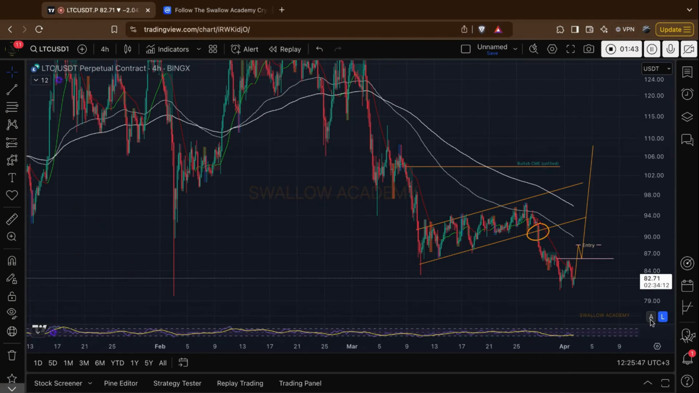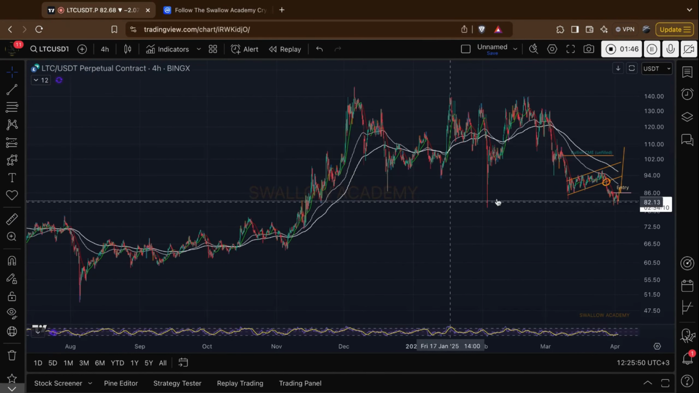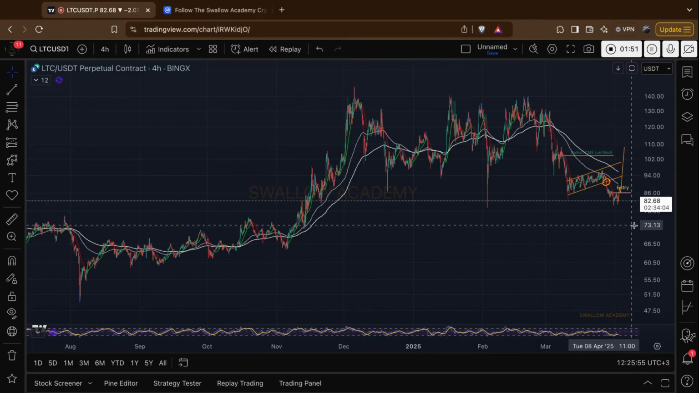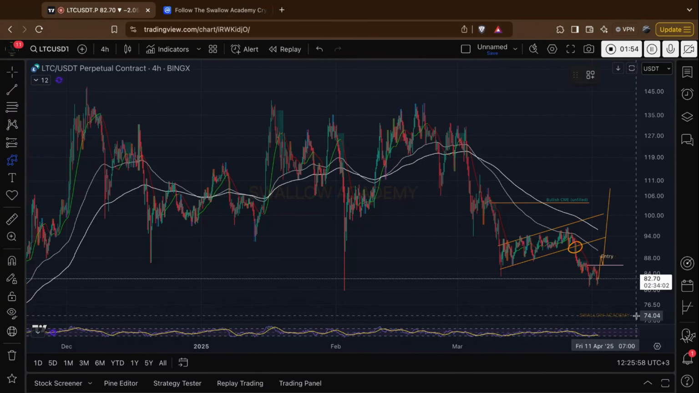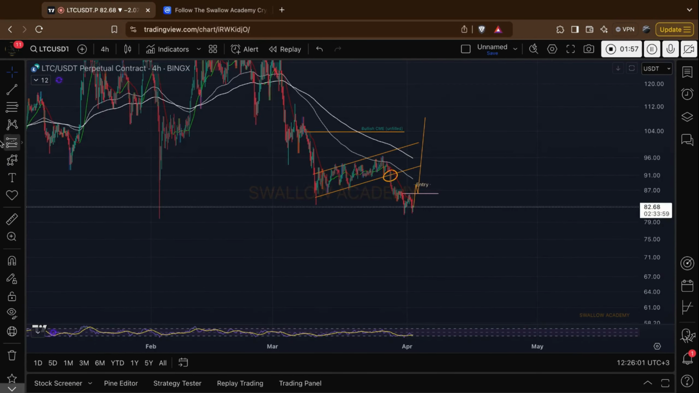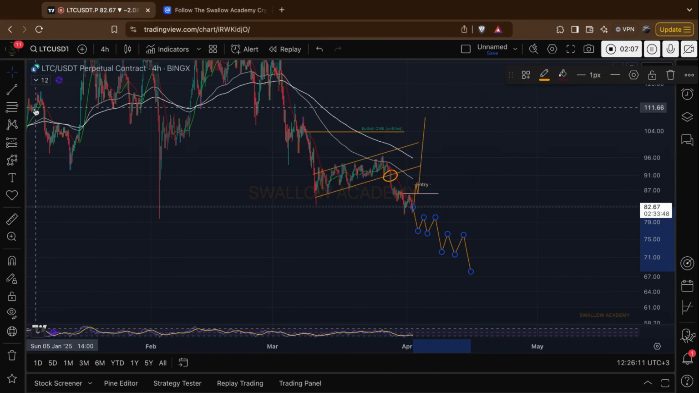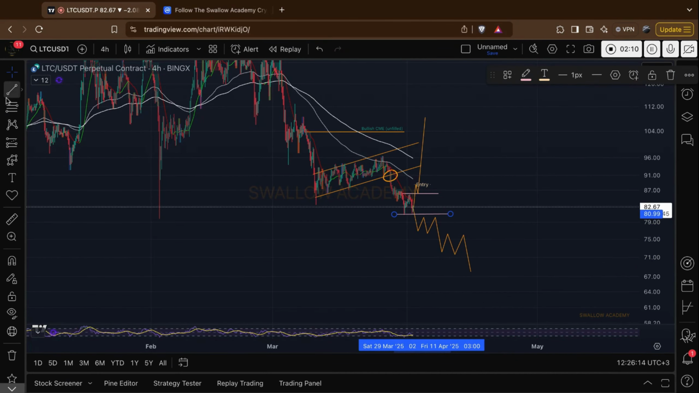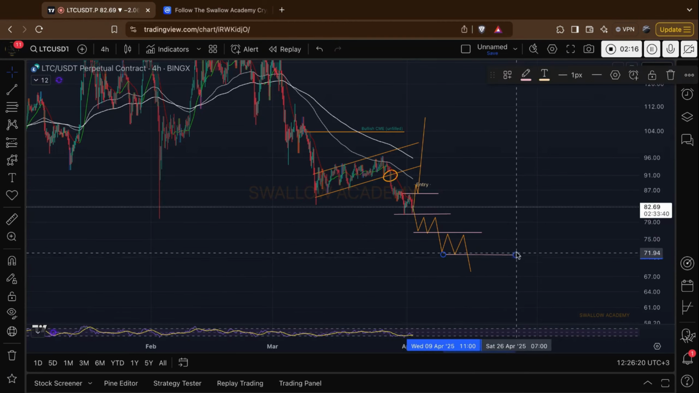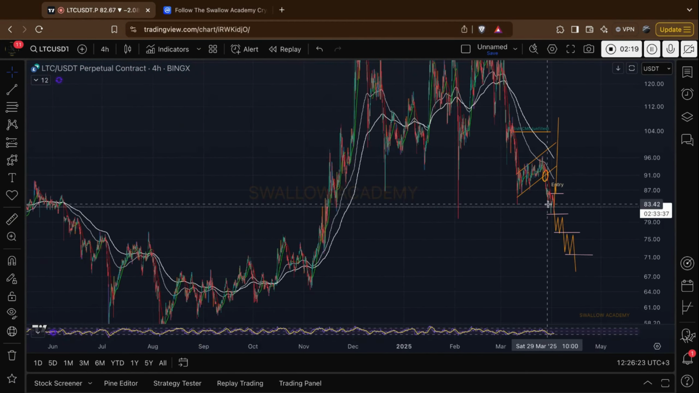Now, the other play that we might be looking for is further break of structure, break of structure, break of structure forming near this zone. By break of structure zones, we mean this: we have a breakdown, retest, retest, retest, another breakdown, retest, retest, retest, another breakdown, and so on. And these zones are going to be the break of structure zones, and this zone here.